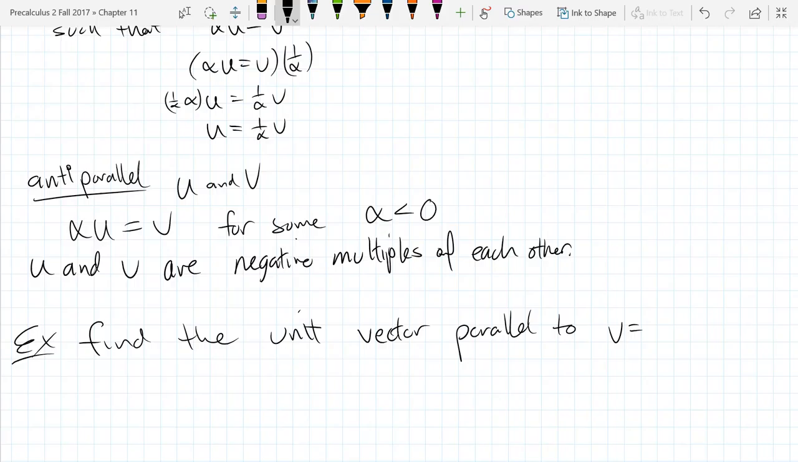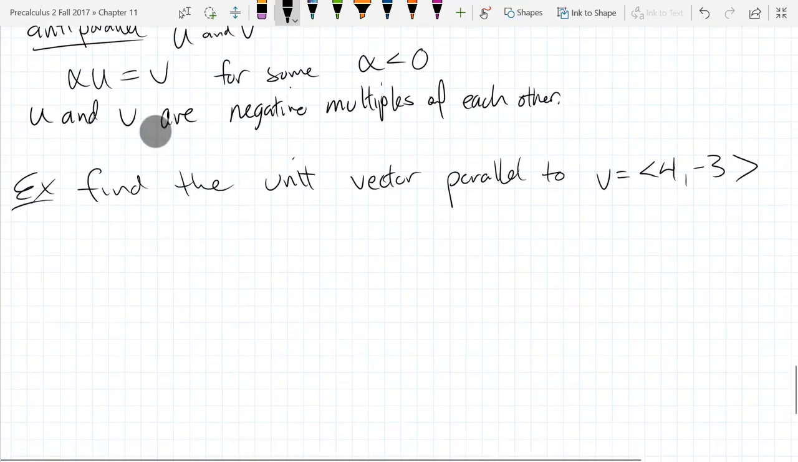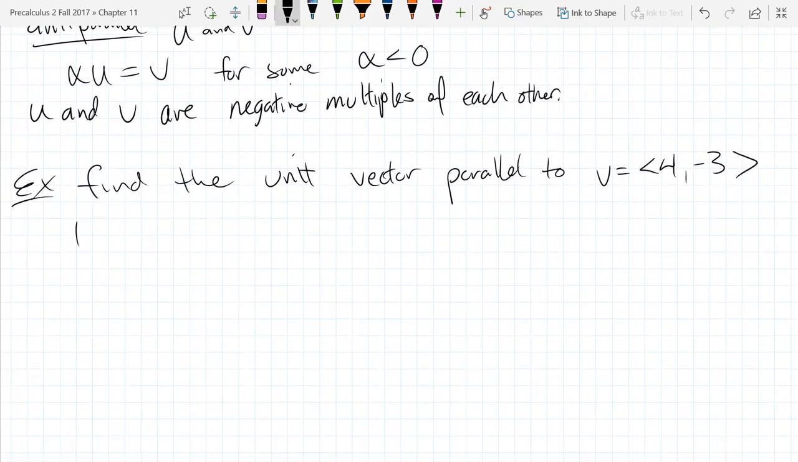So I want to find the unit vector parallel to the vector 4, negative 3. So first of all, let's see, maybe the magnitude of v is already equal to 1. It's not, it's way too big, but let's go ahead and compute it. Magnitude of v, that's going to be the square root of 4 squared plus negative 3 squared.